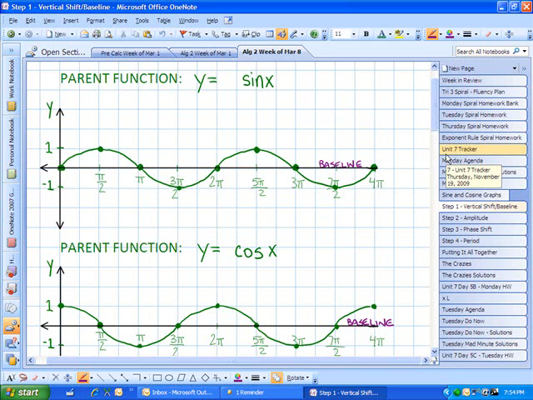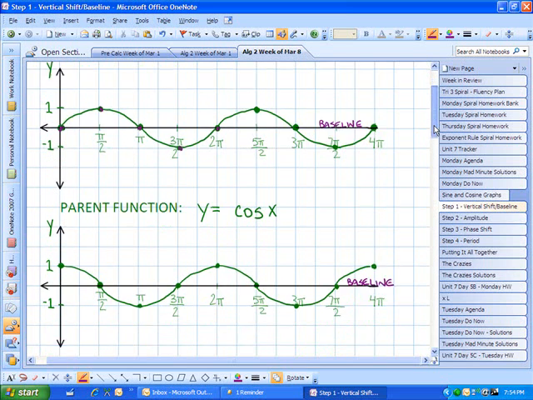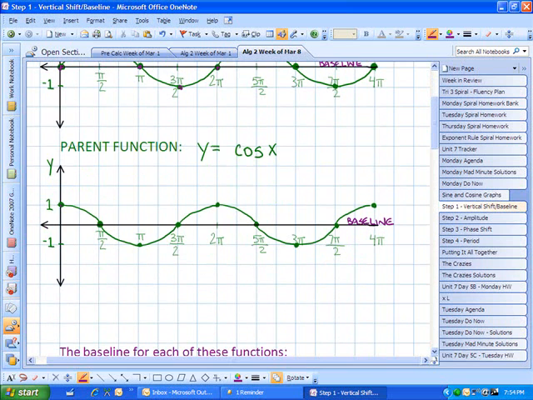Notice that again, sine starts at the baseline, rises up to the top, goes back to the baseline, down to the bottom, and back to the baseline, all in one cycle. Cosine starts at the top, goes down to the baseline, down to the bottom, back to the baseline, back to the top. Remember how sine and cosine are different.